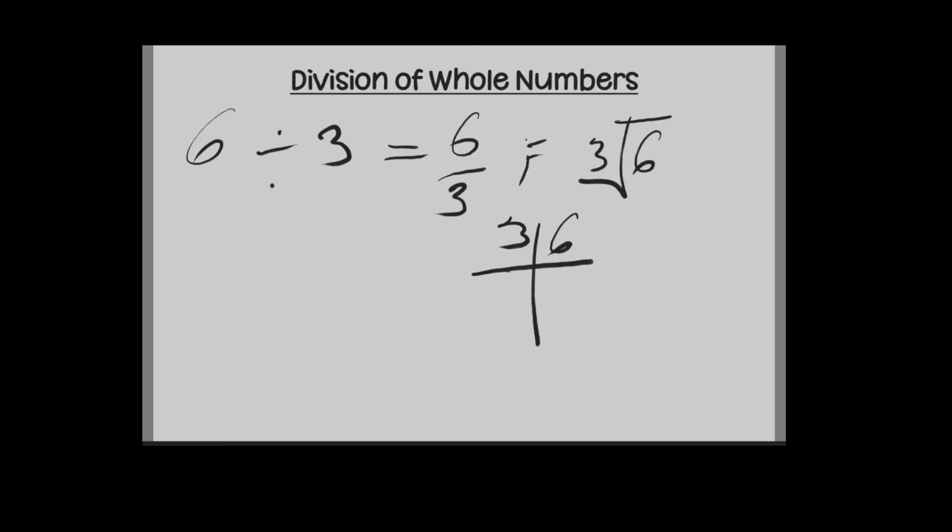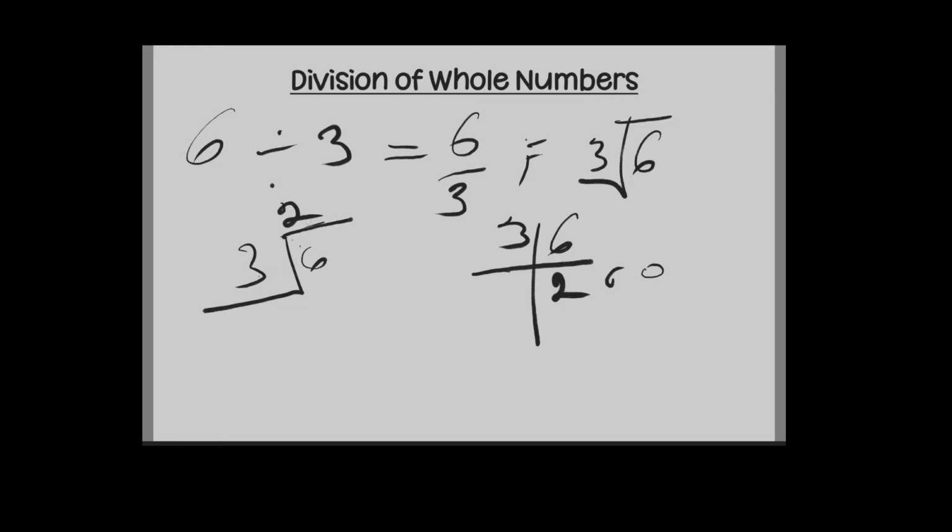So if you write it this way, we say 6 divided by 3 is 2. Okay? And since 6 divided by 3 is 2, we have no remainder, so the remainder is 0. Okay? You can also write it this way and say 3, 6.